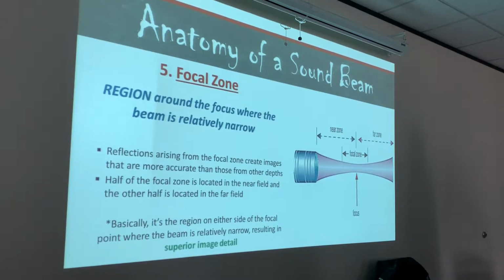So it's a third? Huh? It's a third, one third. Why is that? All the distance, near zone plus far zone, times three, so the focal zone is one third. The third.